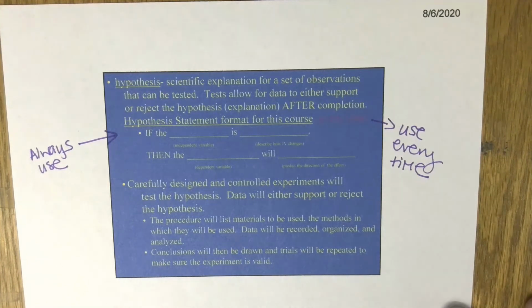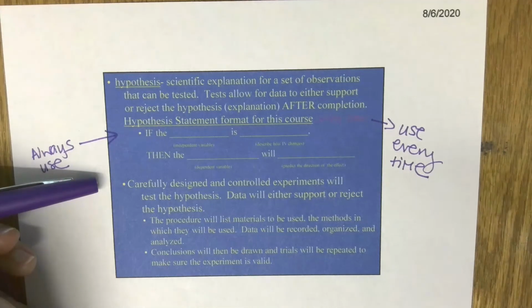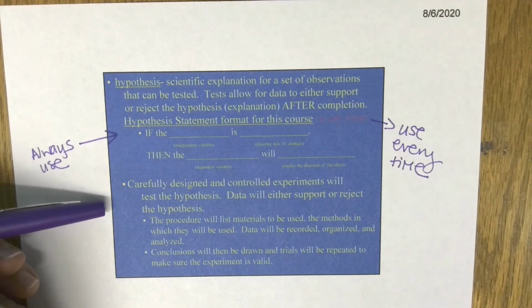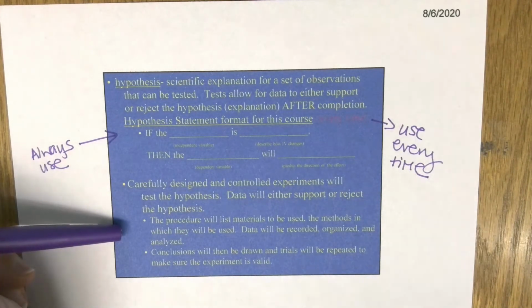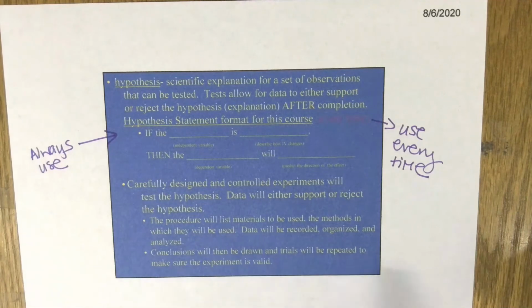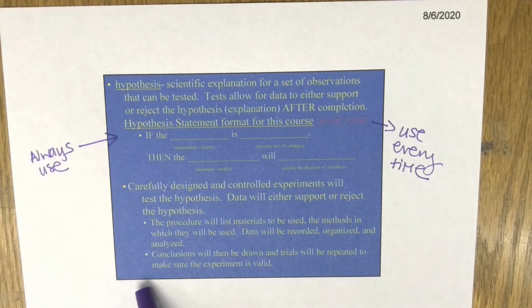So this next section, it says carefully designed and controlled experiments will test the hypothesis. Again, data will either support or reject the hypothesis. So you're going to have to deal with a materials list. What are the materials you're going to use? How are you going to reuse them? Writing up procedures, all kinds of things involved there, okay? Data then at the end, once you've collected it, is recorded, organized, and analyzed, and then conclusions are drawn. Trials will be repeated if need be.